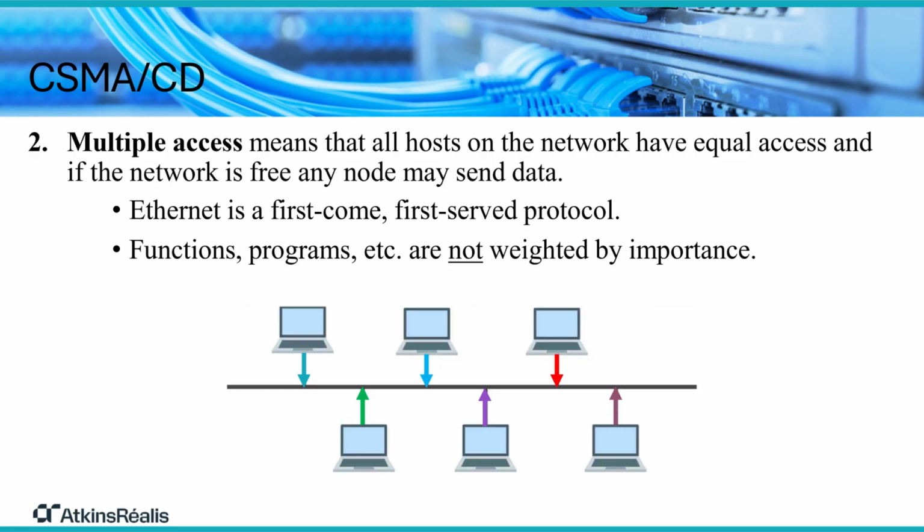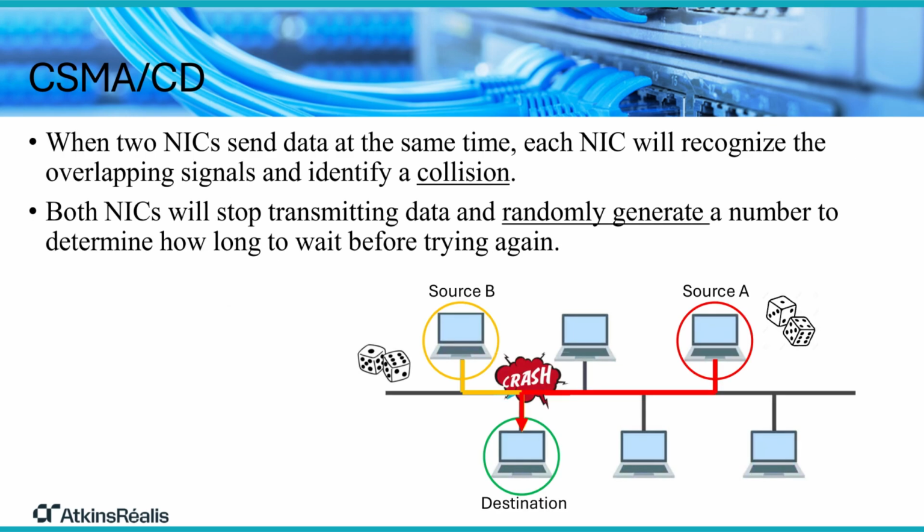And the most important part, collision detection. What if 2 devices send at the exact same instant? They both detect the collision. It's a jumble of voltage on the wire. They immediately stop transmitting, and then they each generate a random back-off number. A random amount of time to wait before trying again. And because it's random, it's extremely unlikely they'll collide on the next try. It keeps the network from getting stuck in a loop of collisions.